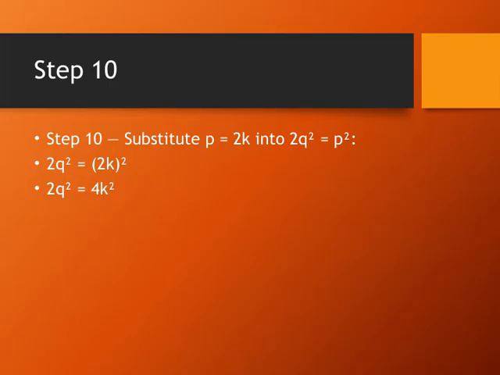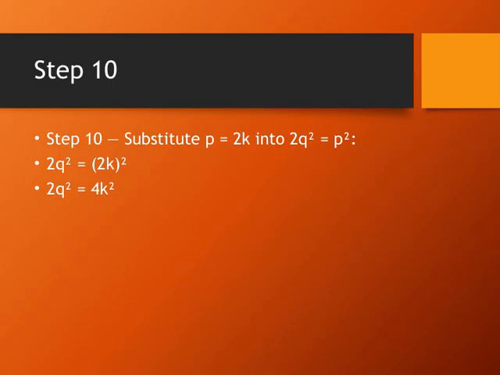All right, now let's move on to step 10. Here, we're making a substitution, p equals 2k. This is a common technique to simplify the problem and see the relationships more clearly. So we take our original equation, 2q² equals p², and replace p with 2k. That gives us 2q² equals (2k)². When we expand that, it becomes 2q² equals 4k². This step is crucial because it helps us express everything in terms of k, which can make analyzing the properties of the numbers involved much easier.